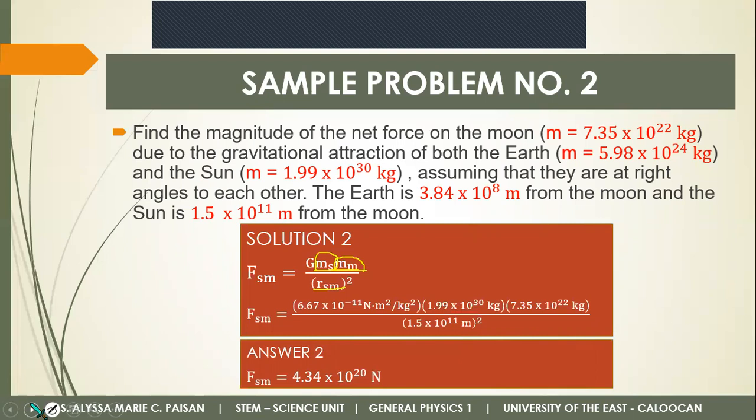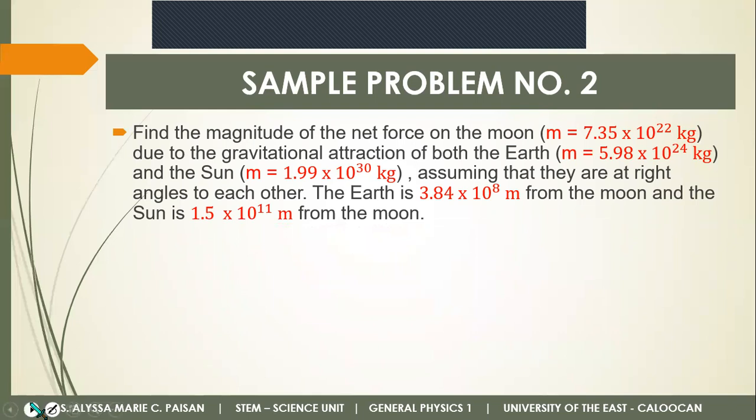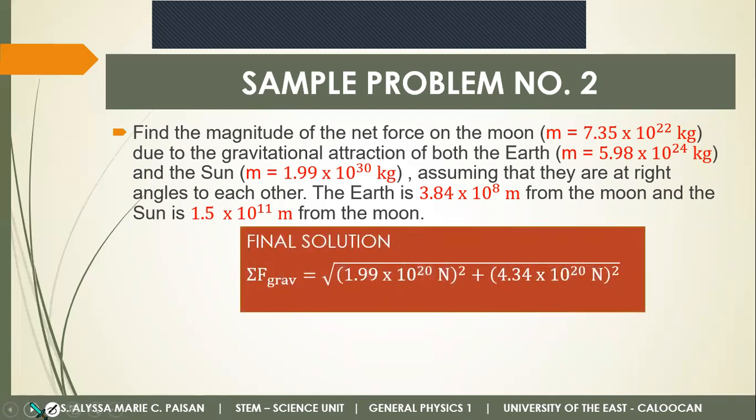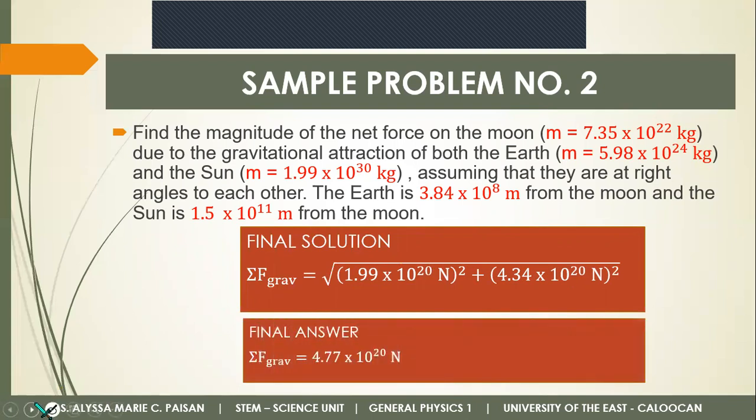And then lastly, we're going to get na the final solution, which is the net gravitational force, wherein we substitute the FEM and the FSM. And then the final answer would be 4.77 times 10 raised to 20 newtons. Now, we know that force is a vector quantity. So, ang final answer dapat natin dito, merong angle, saka merong direction. So, bakit hindi na natin sinolve yung angle.